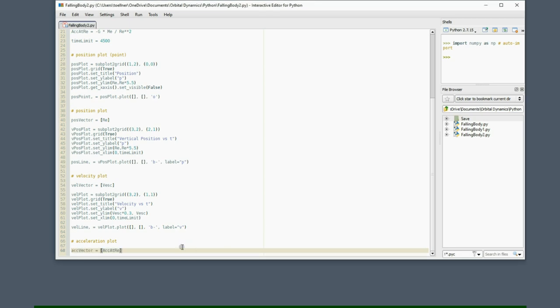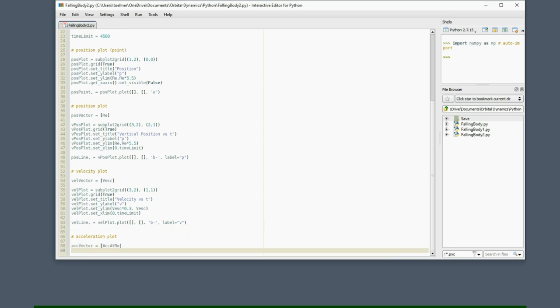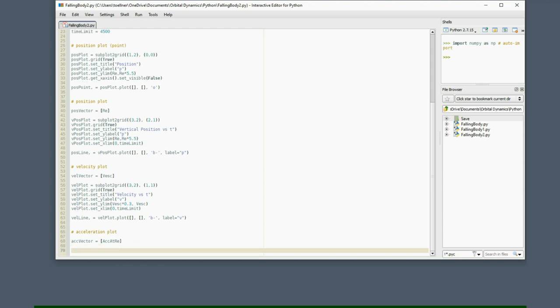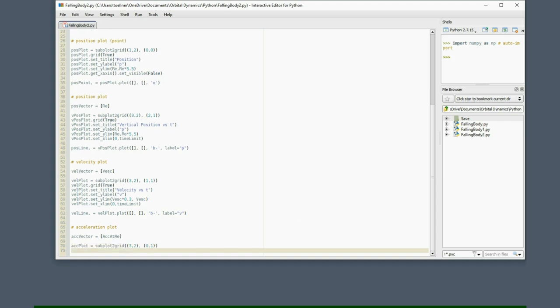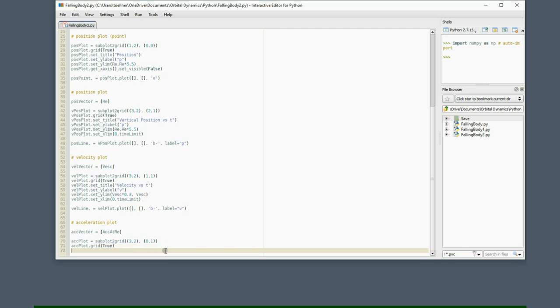Then this sets up the acceleration plot. The initial acceleration is the acceleration at the surface of the Earth, 9.81 meters per second squared. This places the subplot in the figure grid. Turns on grid lines within the plot.